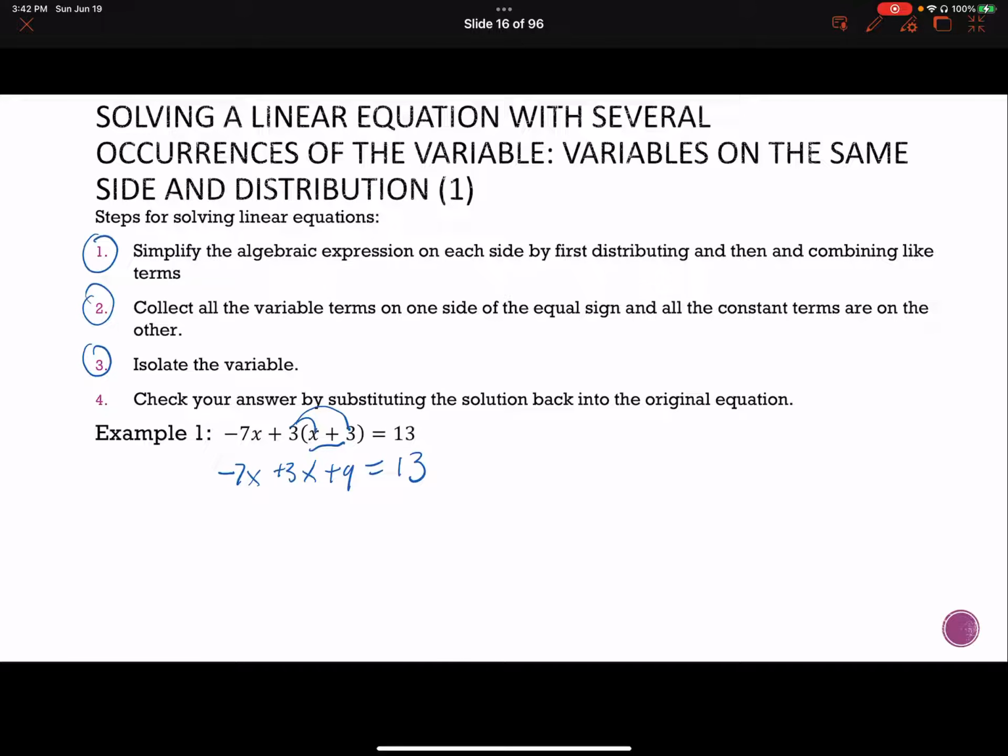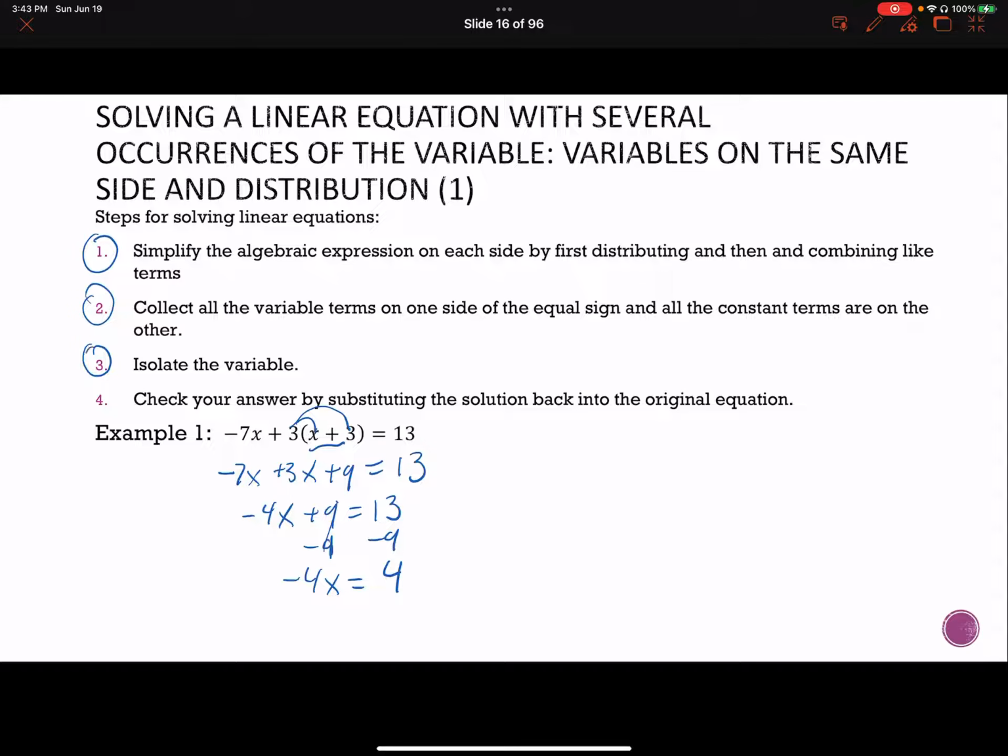Now I can combine like terms. A negative 7x and 3x give me a negative 4x. Plus 9 is 13. I now want to collect all my variables on one side and constants on the other, so I'm going to subtract 9 from both sides. Remember, what I do to one side, I do to the other side. This cancels out. Negative 4x is 4.